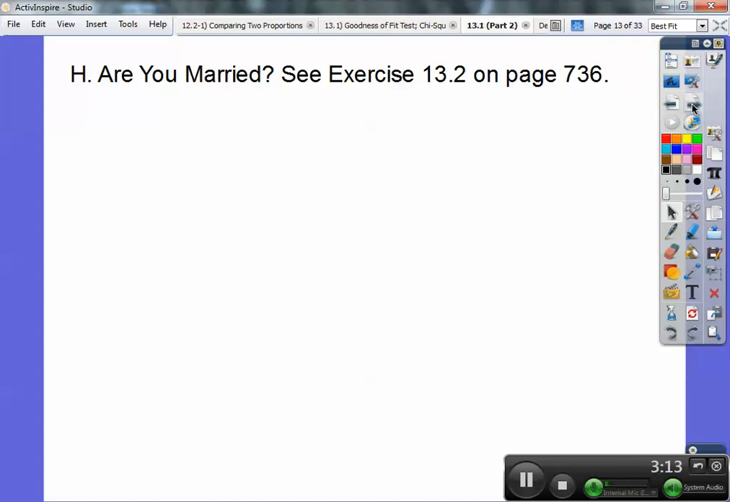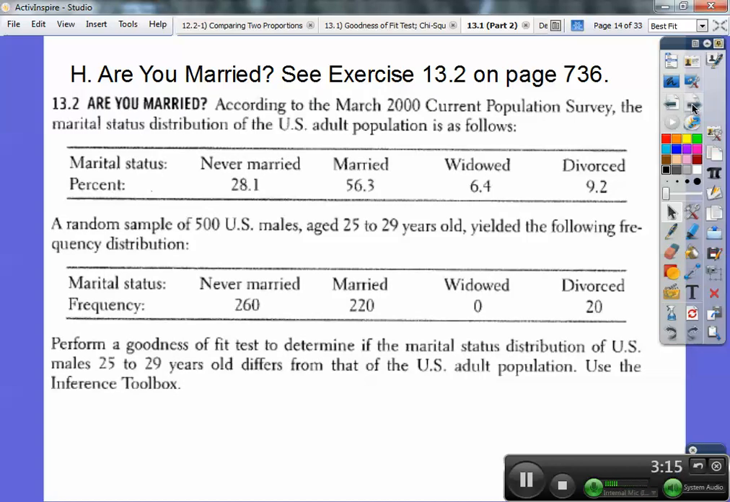Okay, are you married? Here we go. This is going to be this table right here. We're going to use these tables. According to the 2000 Current Population Survey, the marital status distribution of United States adults is as follows. Married, never been married gives me these percentages. I think we worked on this a while ago. Here's a random sample of 500 U.S. males aged 25 to 29 years old.